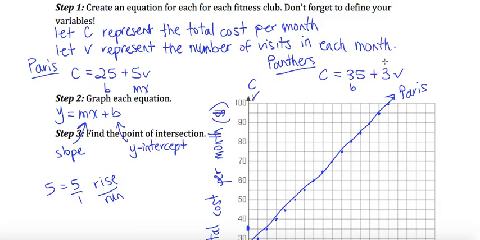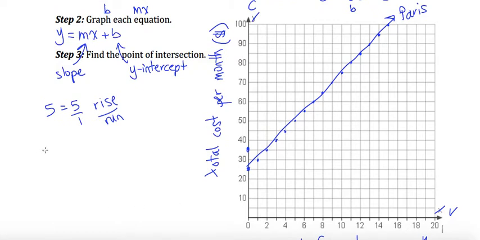And this right here is my mx. So my slope is 3, which is the same as 3 over 1. And remember, this is rise over run. So for every unit I'm going across, I'm going up 3 units.